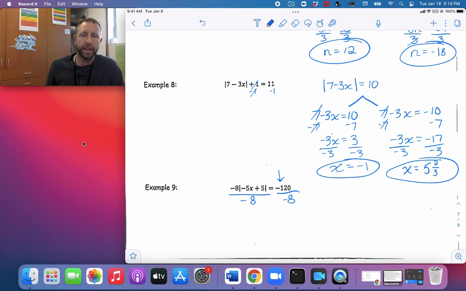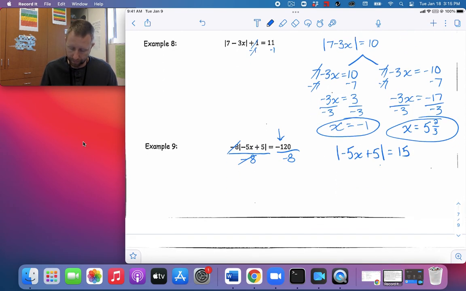But when I divide both sides by negative 8, look what happens here. Negative 120 divided by negative 8 equals positive 15. So now my equation is, these negative 8's cancel. My equation is the absolute value of negative 5x plus 5 is equal to 15. And from here, I'm going to set up my two equations, right? The absolute value bars are by themselves. So I write my two equations without the absolute value bars. It's either negative 5x plus 5 equals positive 15, or negative 5x plus 5 equals negative 15.